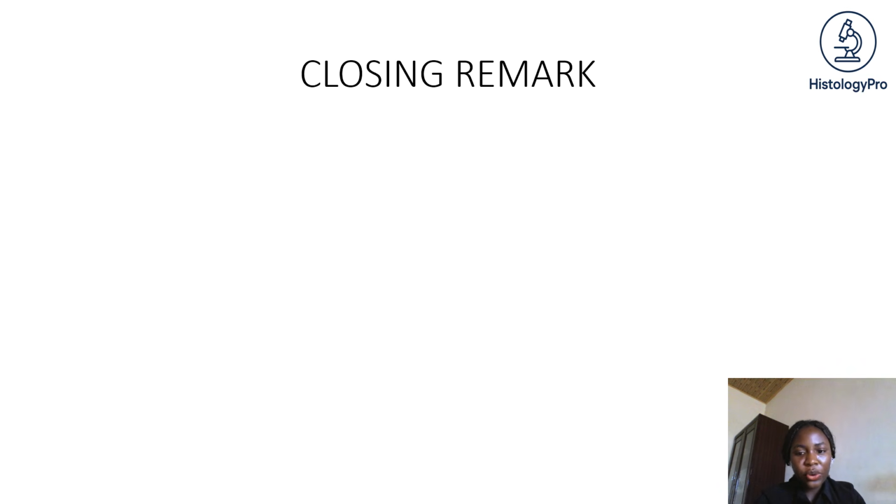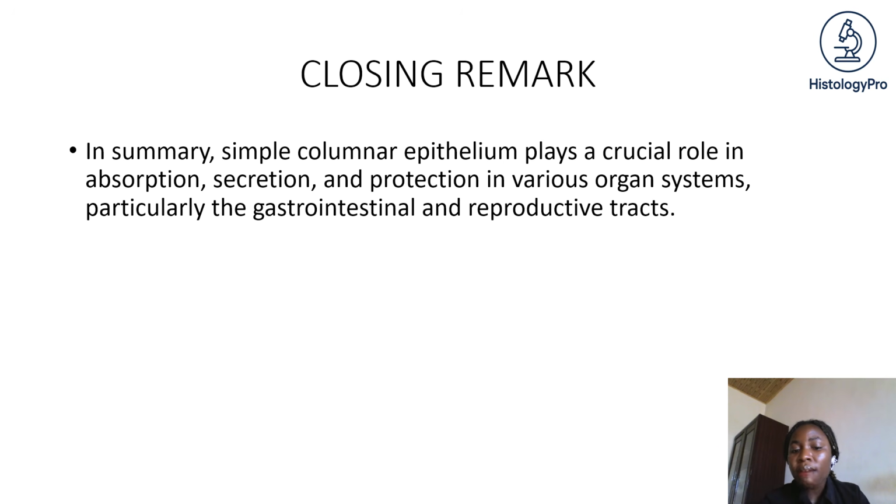In summary, simple columnar epithelium plays a crucial role in absorption, secretion, and protection in various organ systems, particularly the GIT and the reproductive tract. Understanding its structure and functional adaptation provides a foundation for appreciating how tissues maintain balance and respond to disease processes. This brings us to the end of today's section on simple columnar epithelium. Please go over the slides again and practice identifying these features on your own.